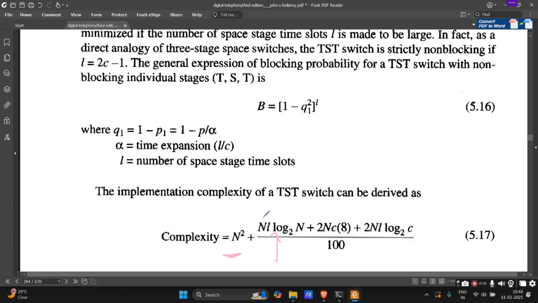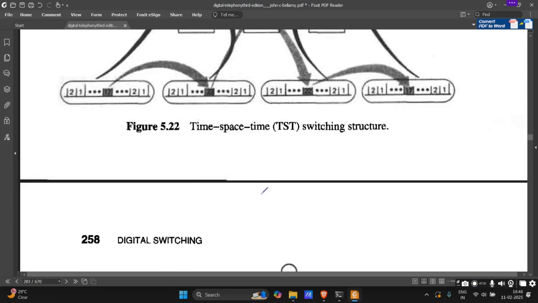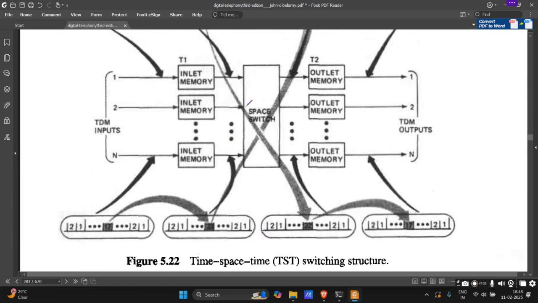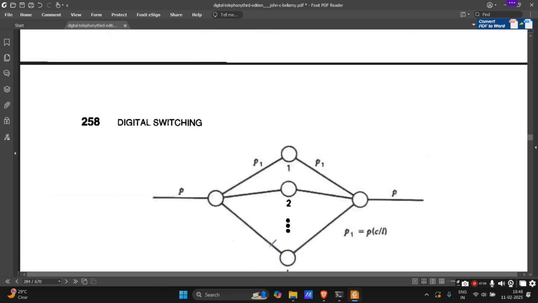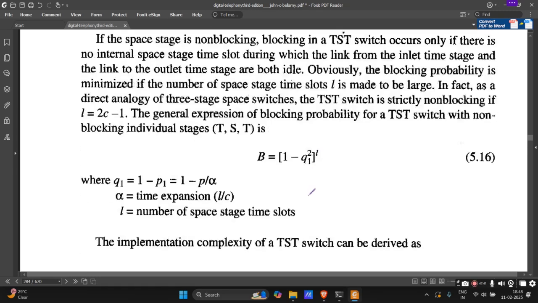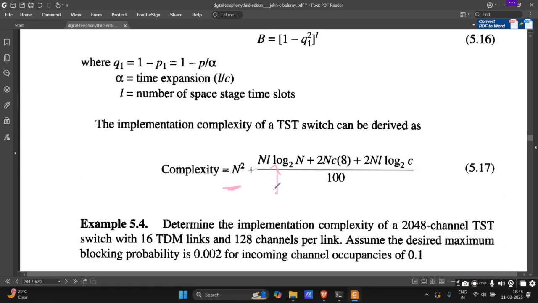So since there are n, how many inputs are there? There are n inputs and n outputs. So it will be n into how many channels are there? Say there are L channels. It is saying L time slots are there. So if there are L channels, then n L log n.